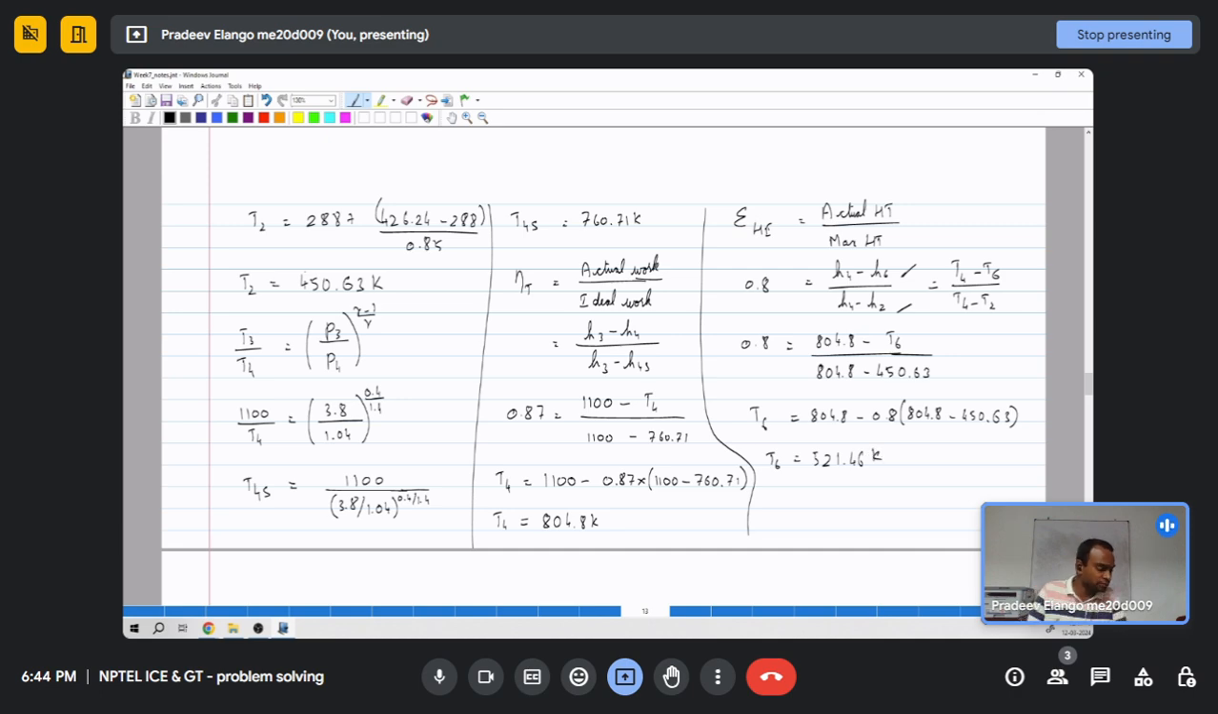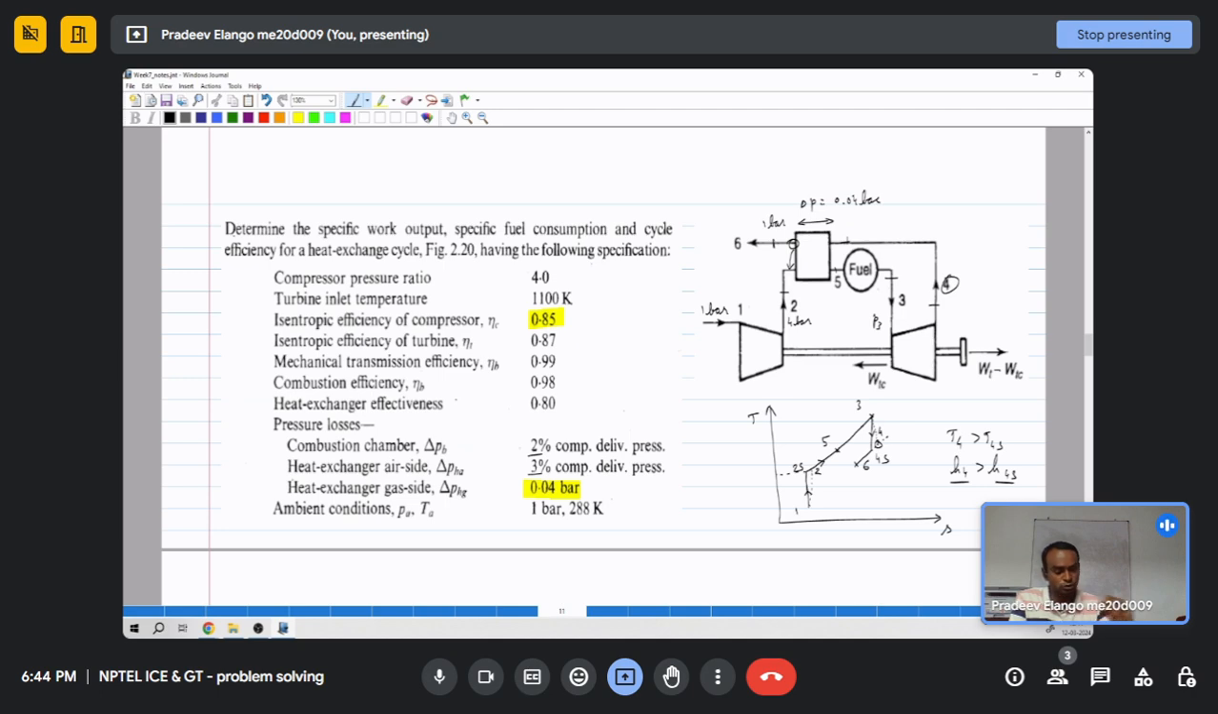This is in Kelvin, and now with this we can calculate the heat energy that is transferred from one stream to the other. So we know this temperature, and we know this temperature. So only H5 is unknown. If H5 is known, we can calculate how much enthalpy is supplied by the fuel. So that is H3 minus H5. Then we will be able to calculate the efficiencies.